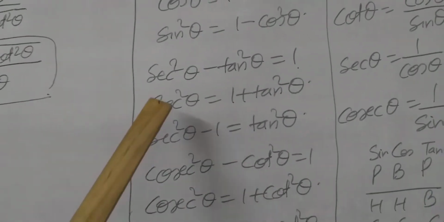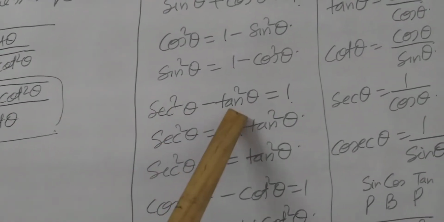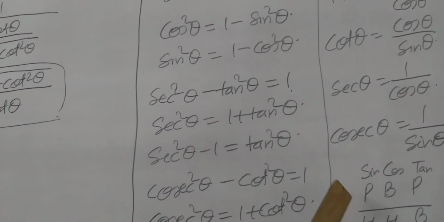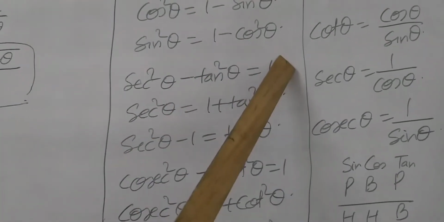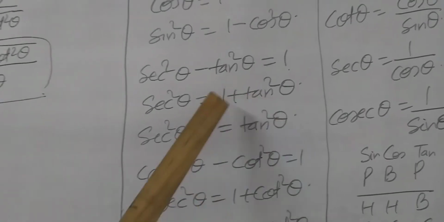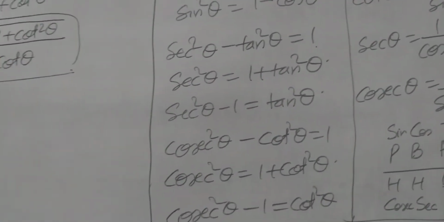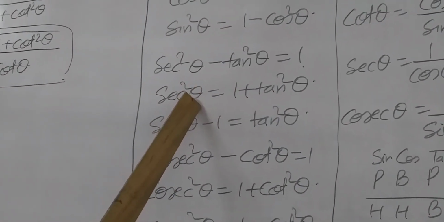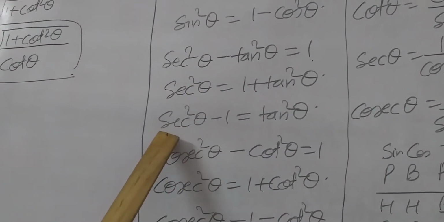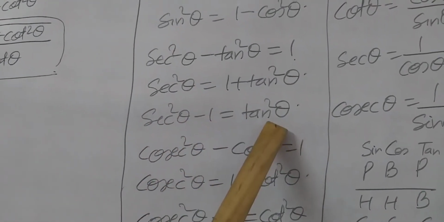Now second identity which we proved, sec square theta minus tan square theta equal to 1. So when tan square theta will be transposed this side, it becomes positive. So sec square theta equals to 1 plus tan square theta. Now students, when 1 is transposed this side, then it will be sec square theta minus 1 equal to tan square theta.